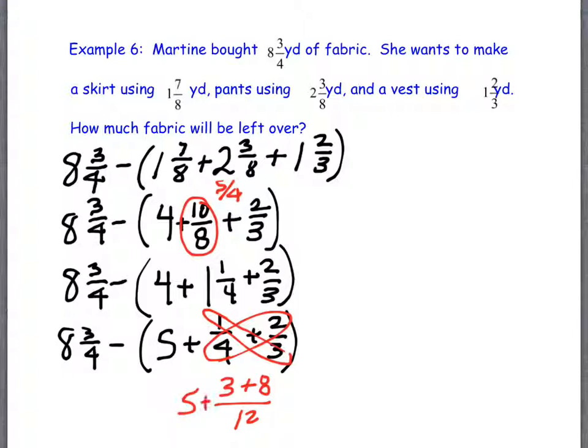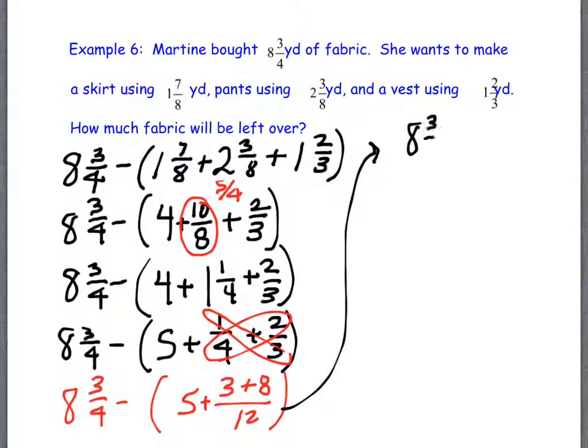So there's a 5 here in front. I'm still subtracting it from 8 3/4. What is 3 plus 8? 11. So here's my 8 3/4 minus 5 11/12. Okay, everybody good so far?